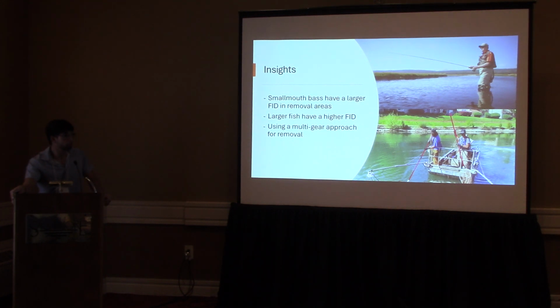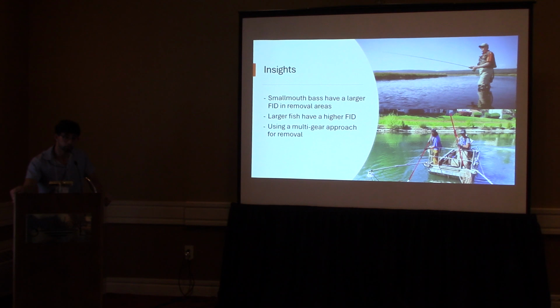So for our main insights, we saw that smallmouth bass tend to have larger flight initiation distance in removal areas, which we can attribute to more fearful behavior. And also, fish of longer lengths have higher flight initiation distance. We didn't focus on depth just because we didn't find any other relationship between flight initiation distance and our other covariates. And then also, how does this come back to invasive species removal?